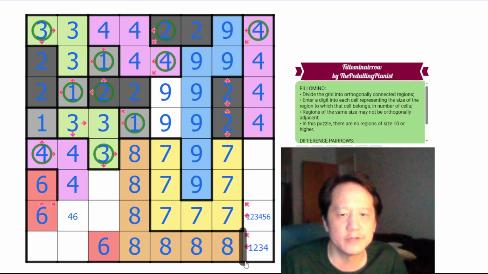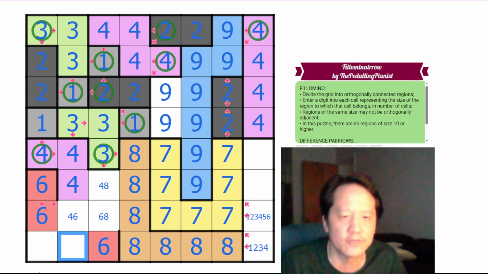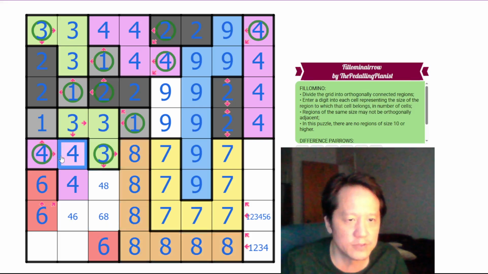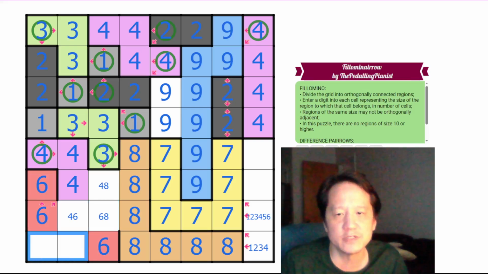8 is boundary here. 6 is boundary here. This is either 4 or 8. This is either 6 or 8. And therefore, we have all 8s accounted for here. This is only so many, right? So we have one cell here is an 8. And then we have 4 of them are 4. And then the other 6 are 6. So this must be 6 here.